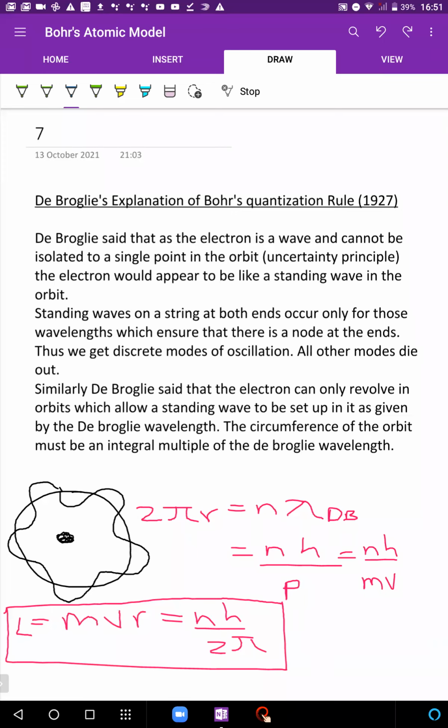This was Bohr's explanation, and this is the only way we could explain why these specific orbits work. The only way to understand is just like in a string, there are certain modes of oscillation. The value of n is not 3, n can be any integer. When n is 1, it's the first orbit. When n is 2, it's the second orbit. When n is 3, it's the third orbit. When n is 4, it's the fourth orbit. So it can be any integer.